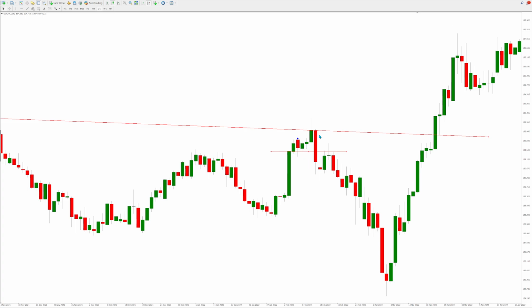Keep an eye out for other candlestick patterns as well, just to give you extra confirmation. As always, draw your support and resistance lines. Probably look in here somewhere.